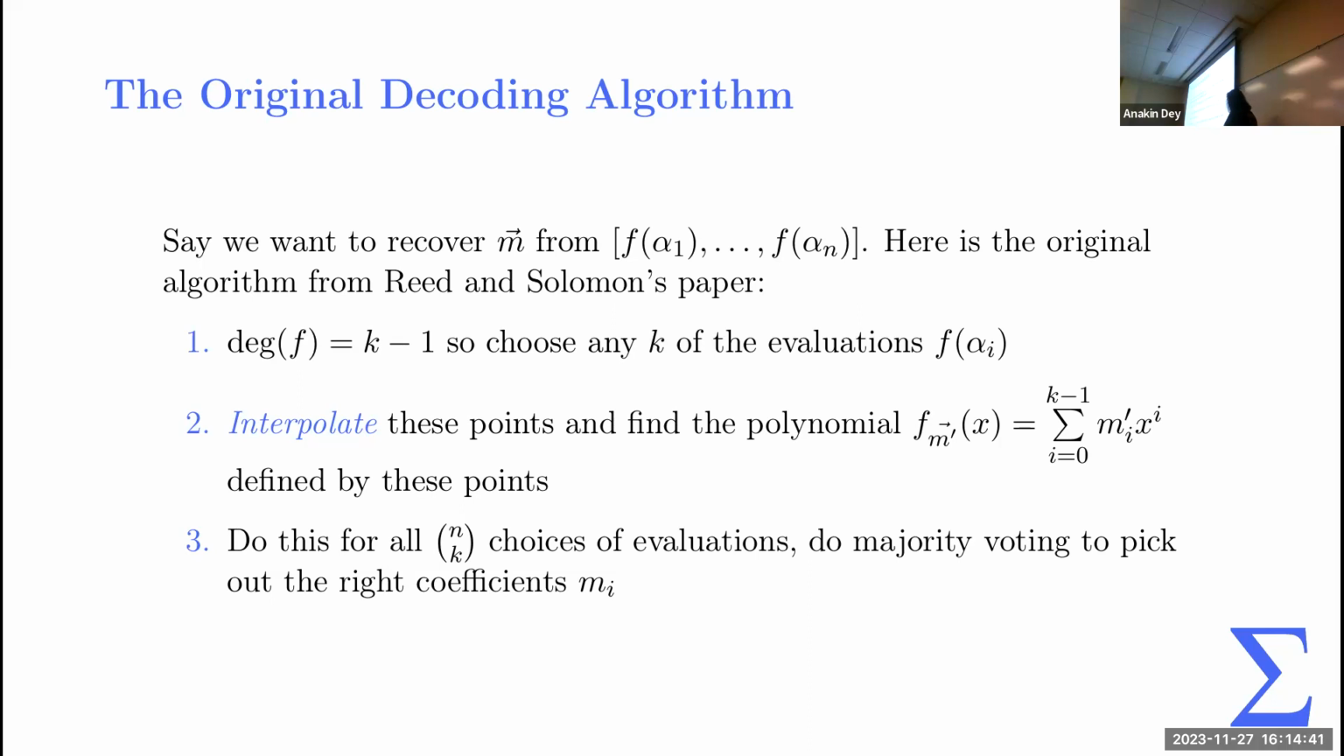And I hope you can see that's not super efficient, right? If n is quite large and k is small, then n choose k is a massive number, right? N choose k is going to be of degree n minus k. So there's going to be a lot of choices. It gets really slow really quickly. And so we want to get around this.